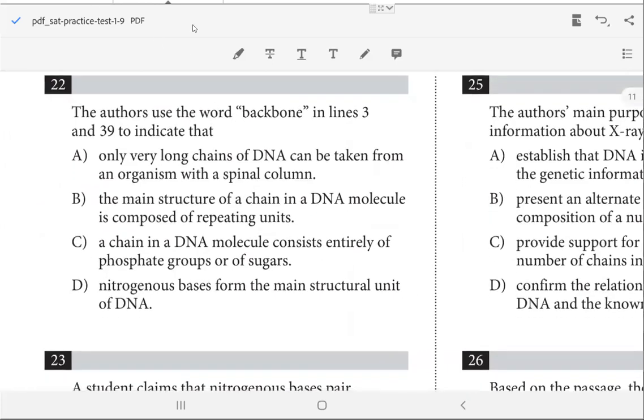22번. The authors use the word backbone in line 3 and 39 to indicate that.